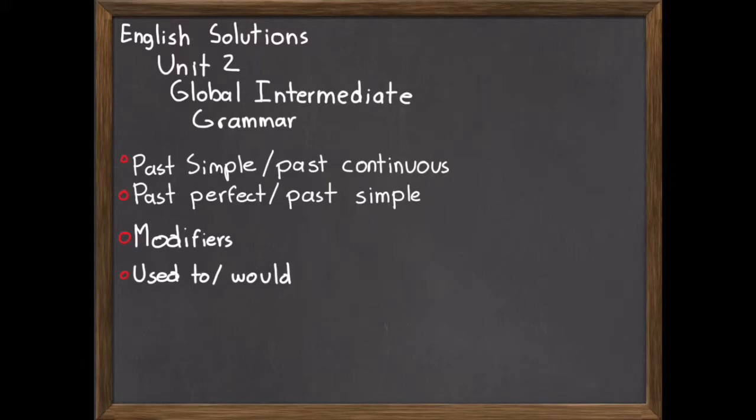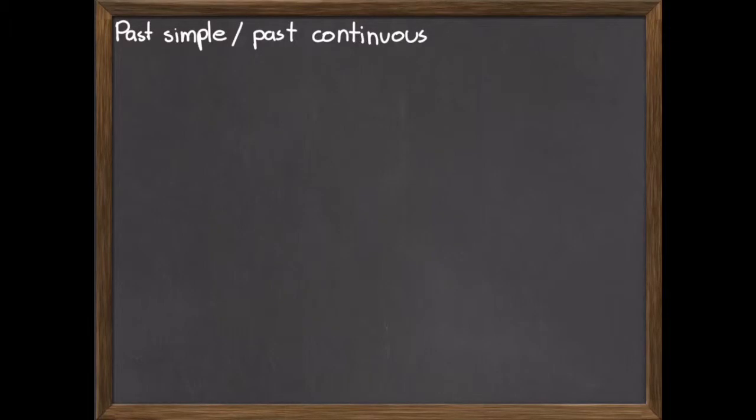Today, we will be focusing on the Global Intermediate book and the grammar section for Unit 2. So, in this video we will look at past simple and past continuous. Also, past perfect and past simple, and modifiers, when we use them and what they are for, and how to use used to and would. So let's begin. Firstly, let's look at past simple and past continuous.